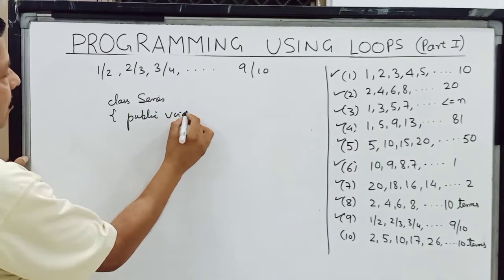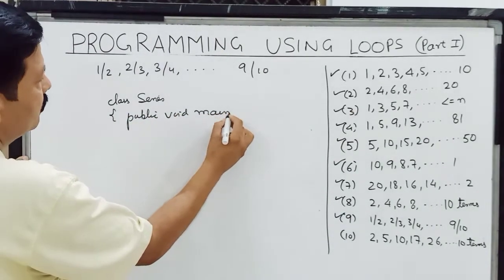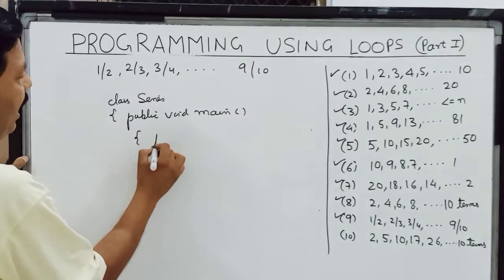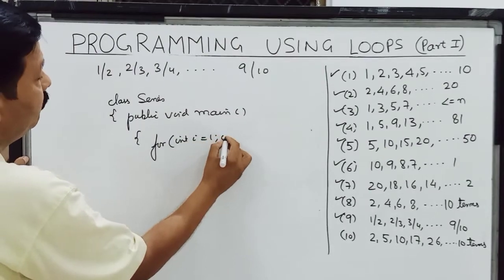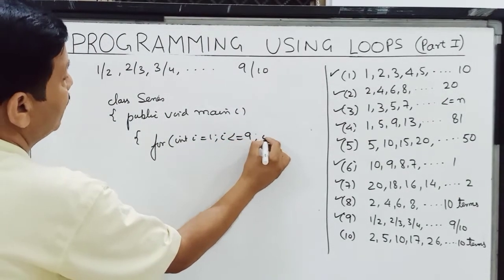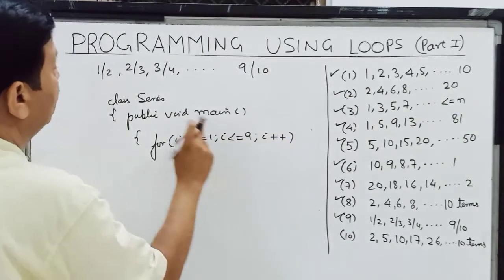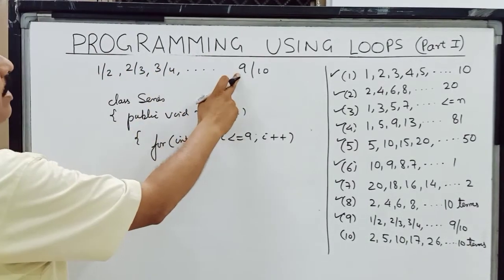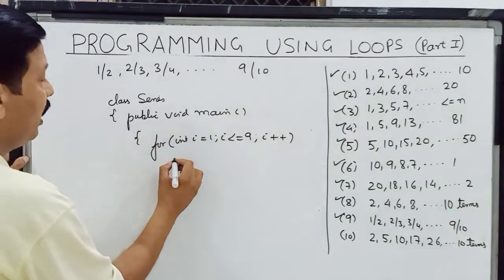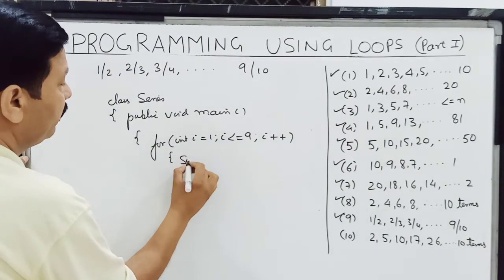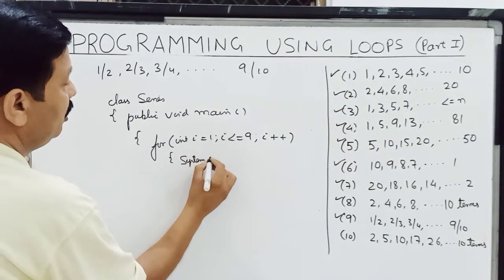class series, public void main, and children, what I am doing over here is I am running my loop from 1 to 9, not 10 but to 9. 1, 2, 3, so the last number is 9, so I have taken the value from 1 to 9. And children, just see how I am printing this value.